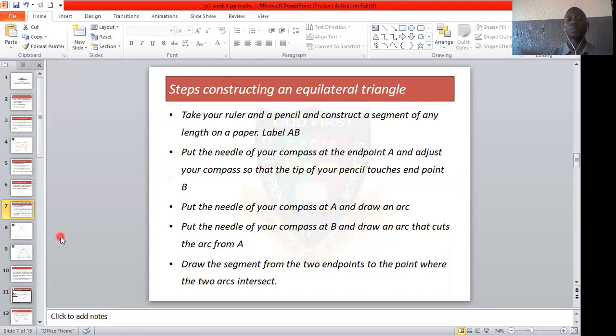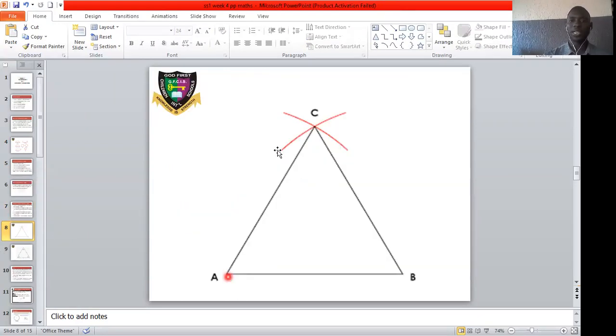AB. So place the needle of your compass at A and draw an arc. If you place the needle of your compass here, you draw an arc like this.